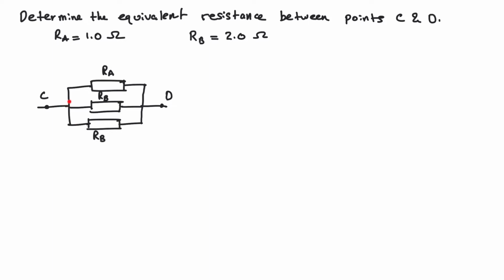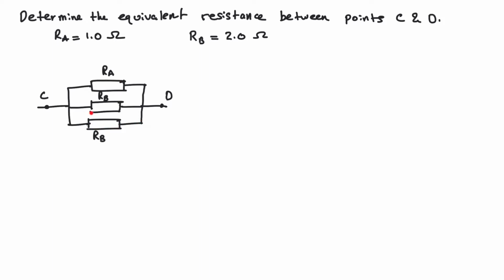But within each wire, when electrons go through this path, they're only going through one resistor, so we don't have to add anything in series here. Electrons that are going through this path are only going through this. We don't have to add anything in series here. And electrons that are going through this path are only going through this resistor, so we don't have to add anything.